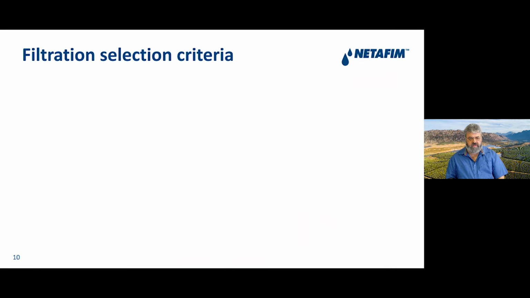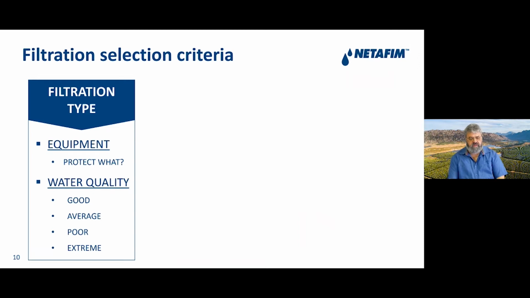Then the filtration selection criteria, what do we take in consideration? The filtration type, normally we will look at what we need to protect, and then we can use that as a first selection criteria. Then secondly, the water quality. That's probably one of the most important aspects. And we divide the water quality into 4 different groups or classes: good, average, poor, and extreme. And we will go into the classification in a later slide.